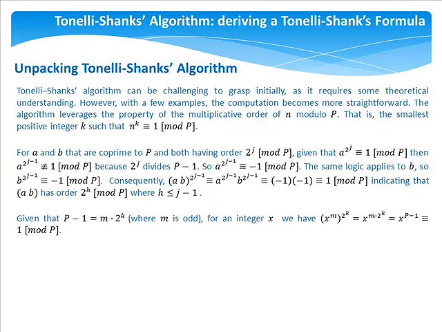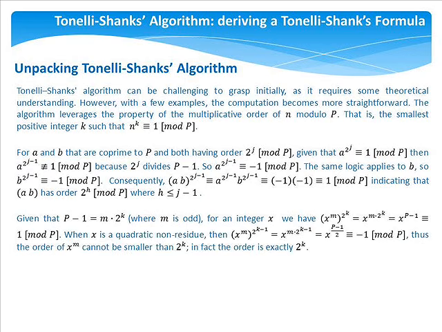Given that p minus 1 equals m times 2^k, where m is odd, for an integer x we have (x^m)^(2^k) equals x^(p-1), and that is congruent to 1 modulo p because of Fermat's little theorem. When x is a quadratic non-residue, then (x^m)^(2^(k-1)) equals x^((p-1)/2), which is congruent to minus 1 modulo p. Thus, the order of x^m cannot be smaller than 2^k. In fact, its order is 2^k.